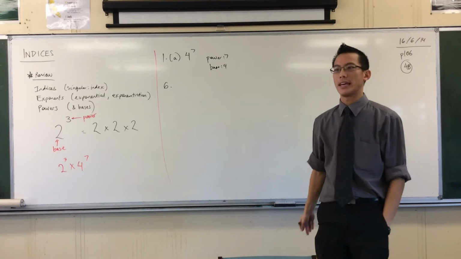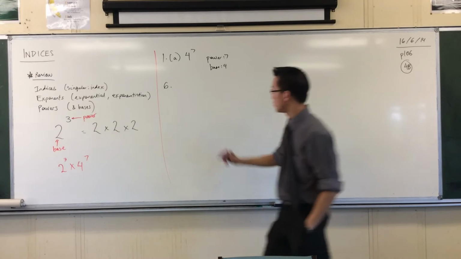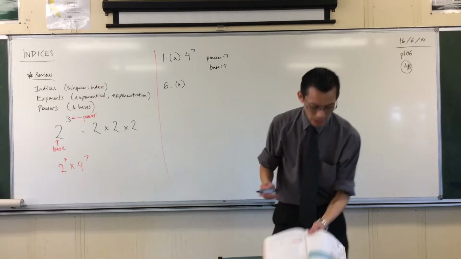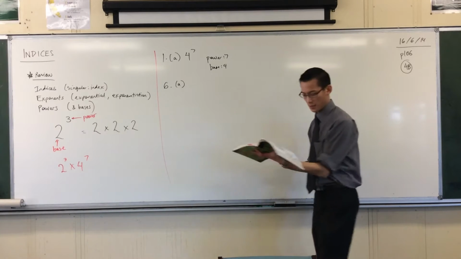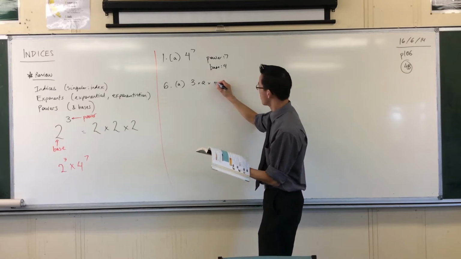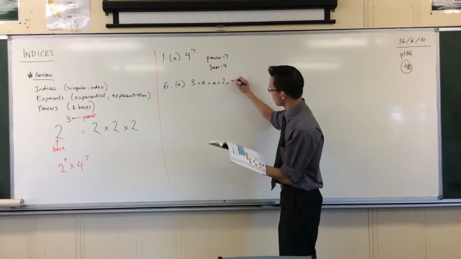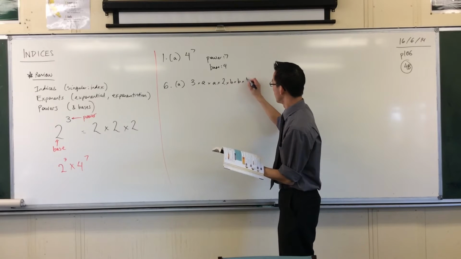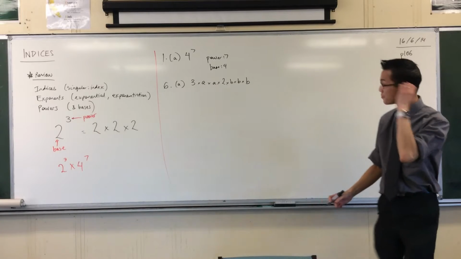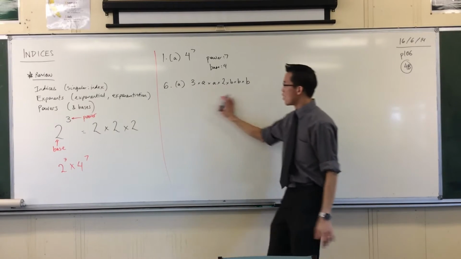Write each of the following in index form, okay? So I'm going to write out the whole thing, and then we'll do it in index form. Okay, so here's what we've got. It's 3 to the power of 2 and then 2 to the power of 3. Okay, so yeah, they're all multiplication.